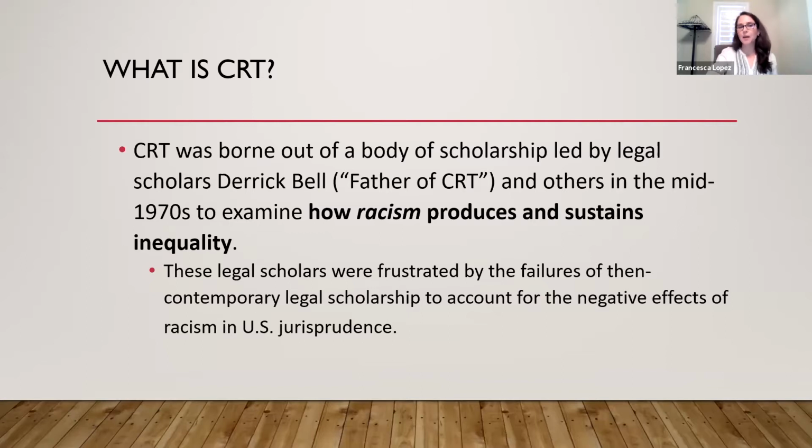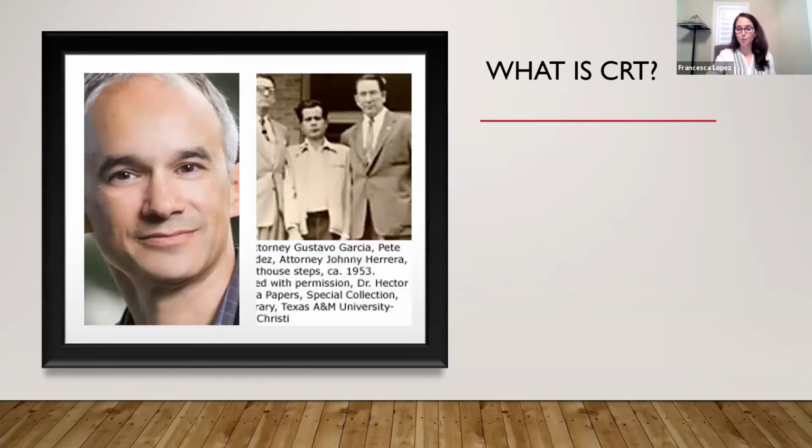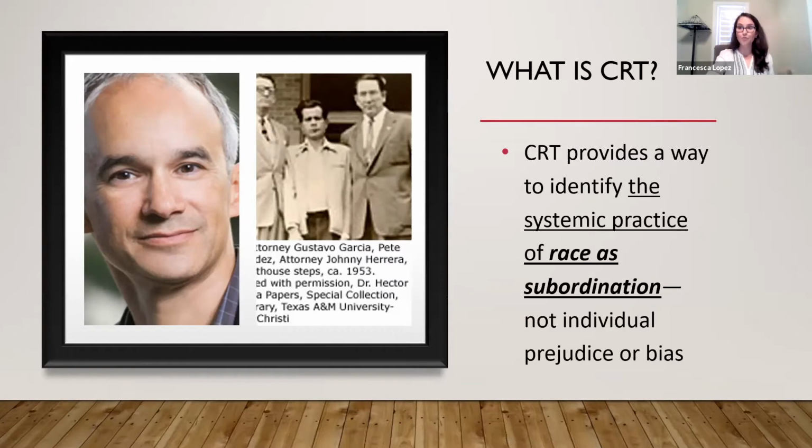An example of its application would be Ian Haney López, who was a student of Derek Bell's and is now a law professor at Berkeley. He analyzed the Supreme Court case Hernandez versus Texas using CRT to demonstrate that it is not just race in and of itself that demands constitutional intervention, but rather race as subordination, right?